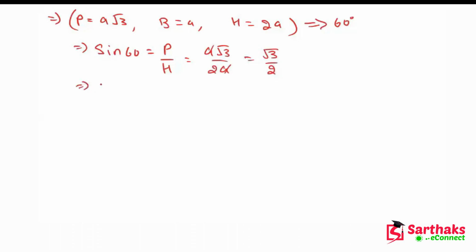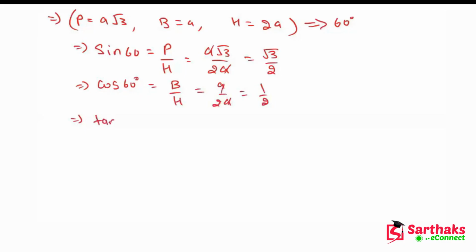Now similarly cos 60 degree. So for cos 60 degree we have base upon hypotenuse, and what is base? We have base is A and hypotenuse is 2A, and we have 1 upon 2.